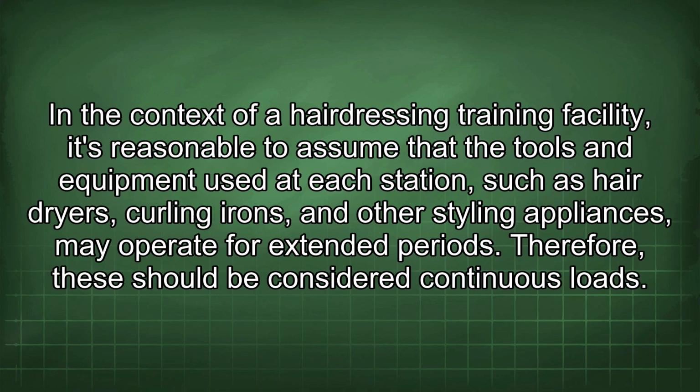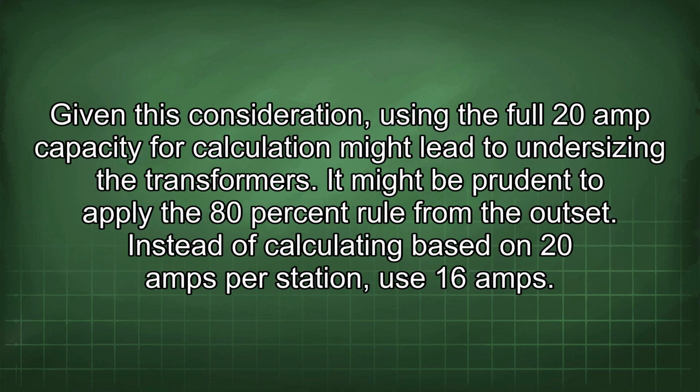In the context of a hairdressing training facility, it's reasonable to assume that the tools and equipment used at each station, such as hair dryers, curling irons, and other styling appliances, may operate for extended periods. Therefore, these should be considered continuous loads. Given this consideration, using the full 20-amp capacity for calculation might lead to undersizing the transformers. It might be prudent to apply the 80% rule from the outset.